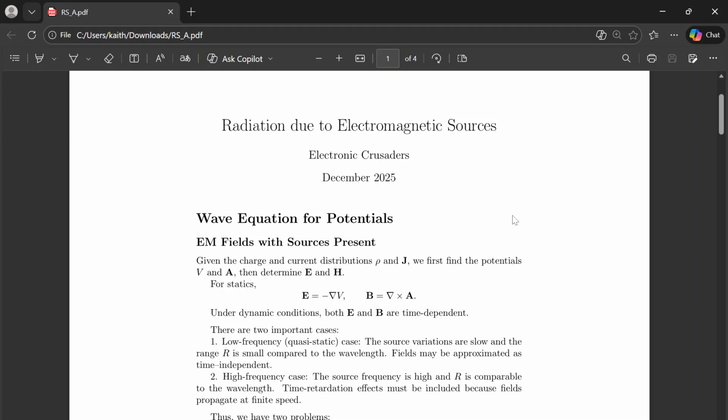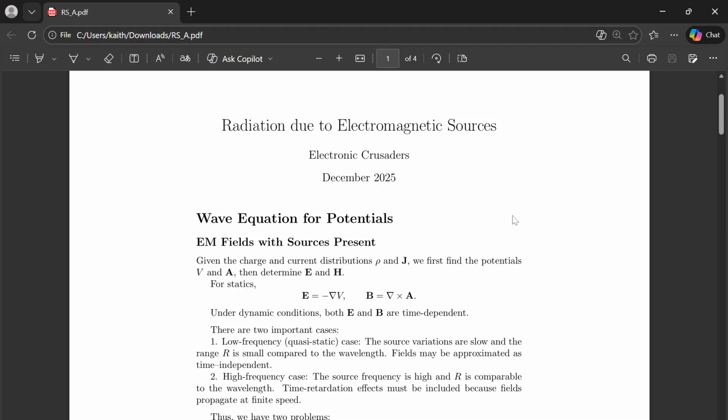In today's video, we'll be discussing the wave equation for potentials. Before I start this video, I assume that you already know Maxwell's equations for both static and dynamic fields, both the differential form and the integral form. If you don't know, just drop a message in the comment section. I'll make a separate video on this because in this video, I want to focus just on the wave equation for the potentials.